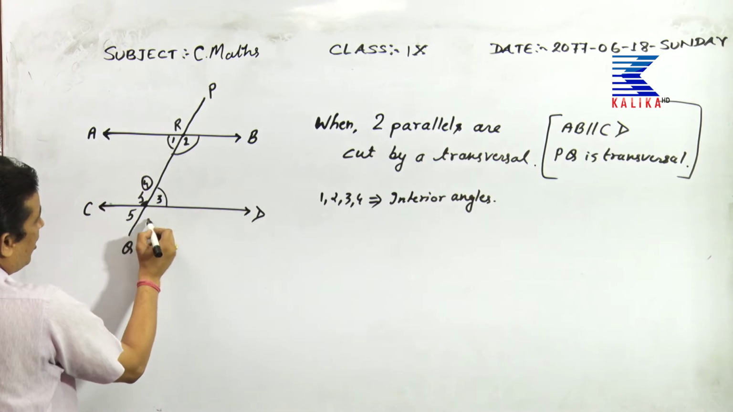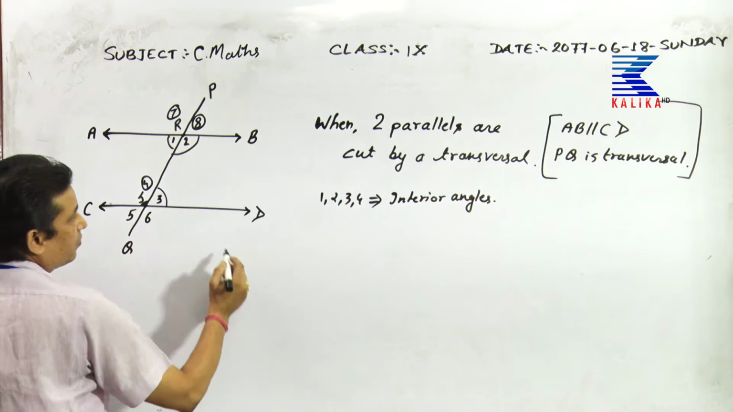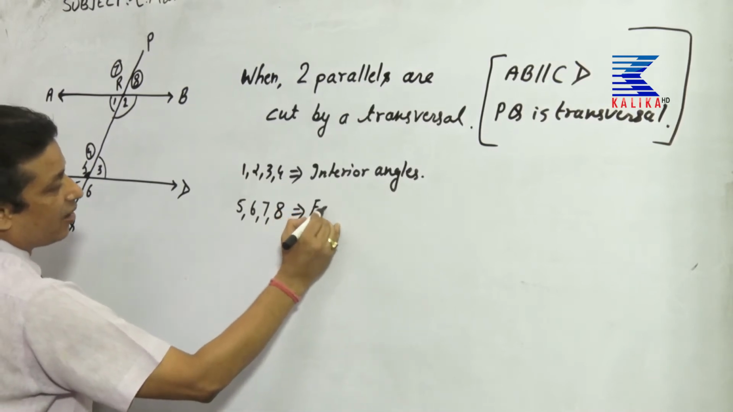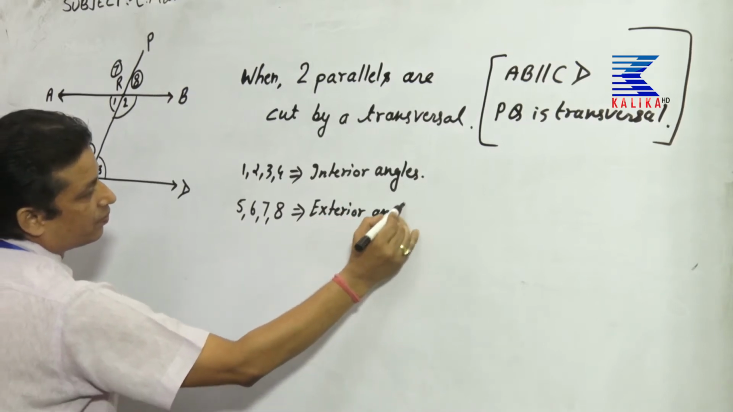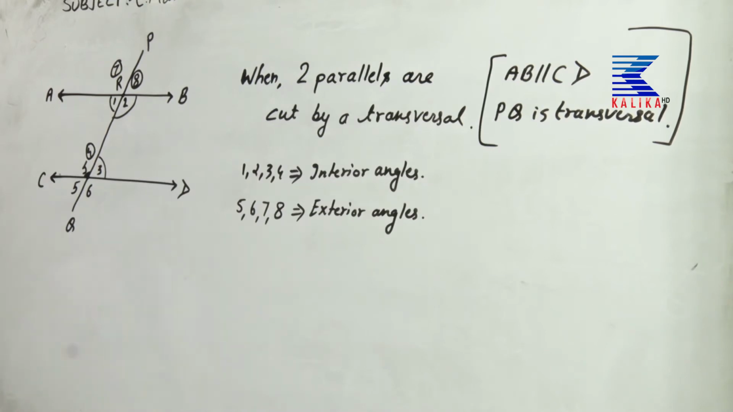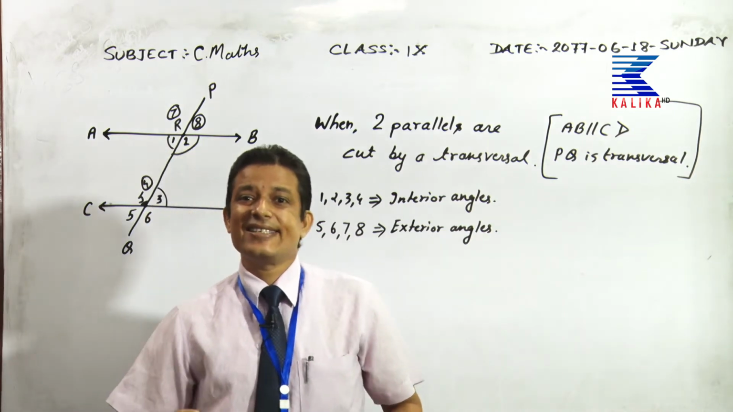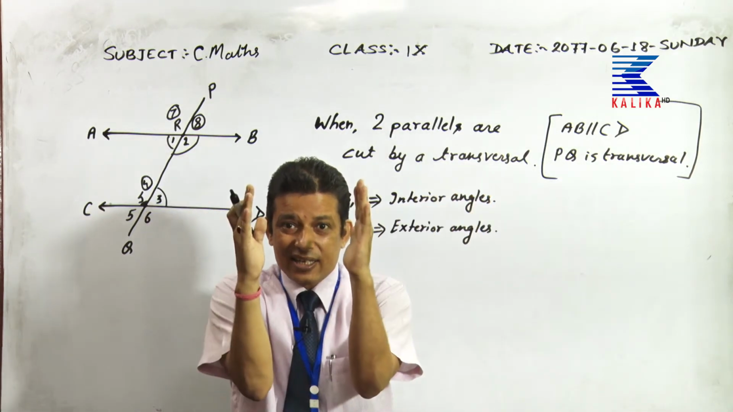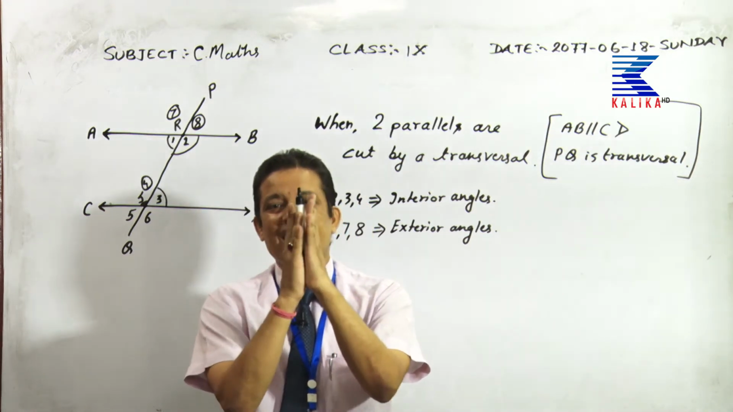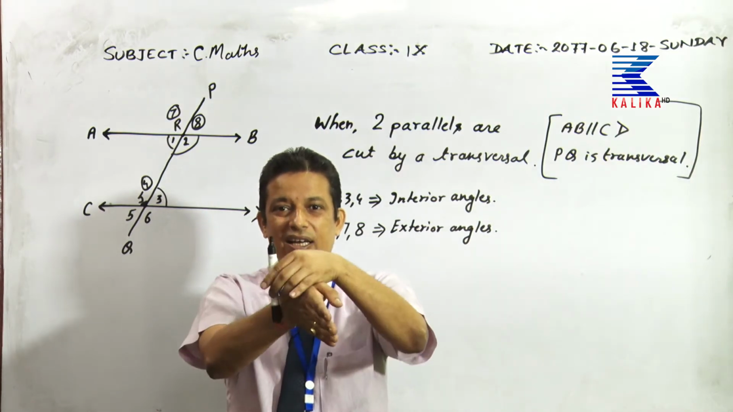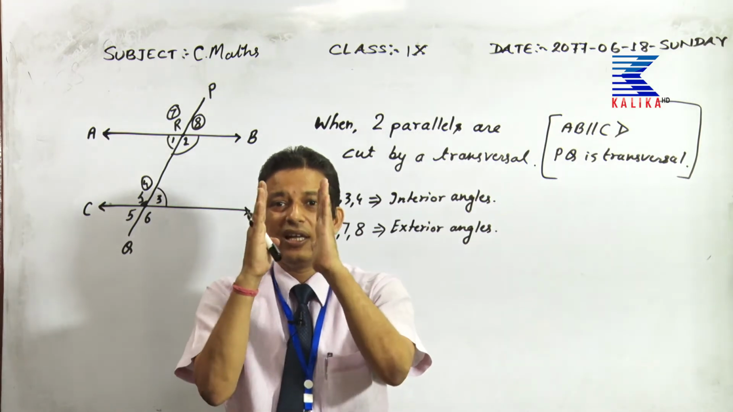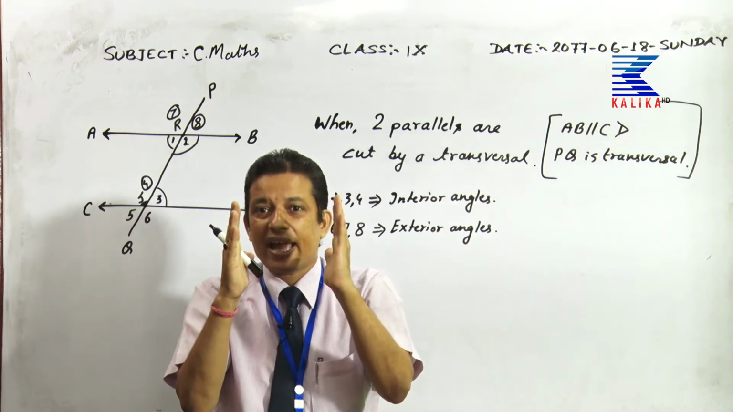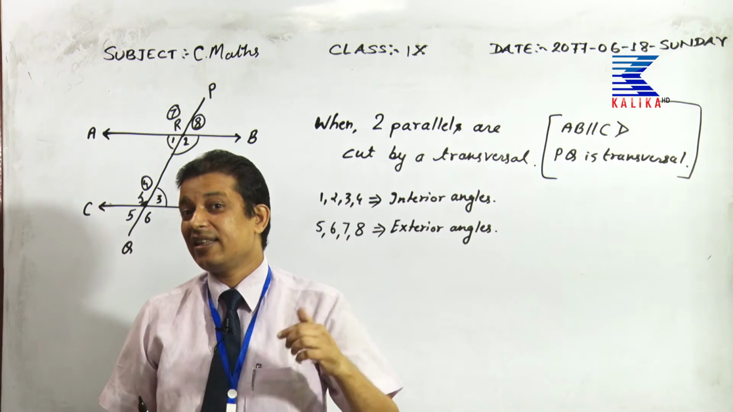Similarly, 5, 6, 7, 8. They are called exterior angles because these four angles are out of the parallel lines, on the outer side. You can think of the marker: if it is inside the parallel lines, it is inside; if I keep it here, it is outside of the parallel lines. These two lines are parallel. If an angle lies on this side, that angle is known as an exterior angle. And if two angles lie between these two parallel lines, we can say that they are interior angles.